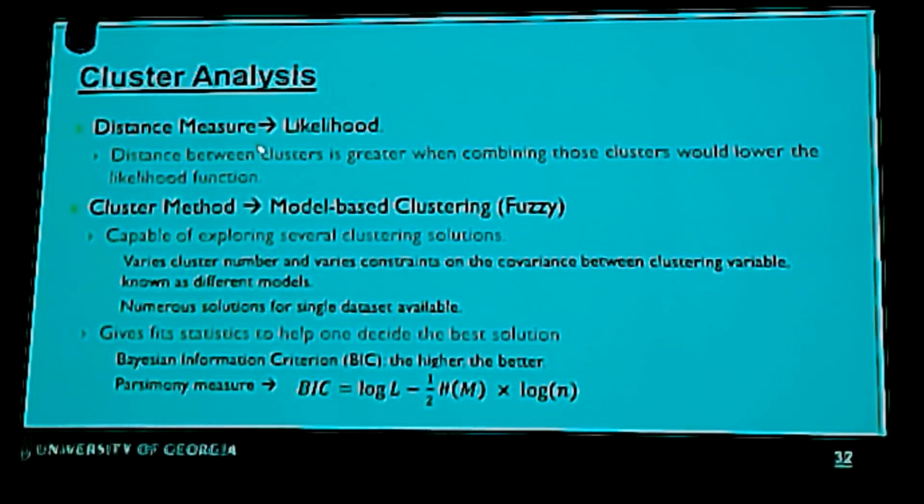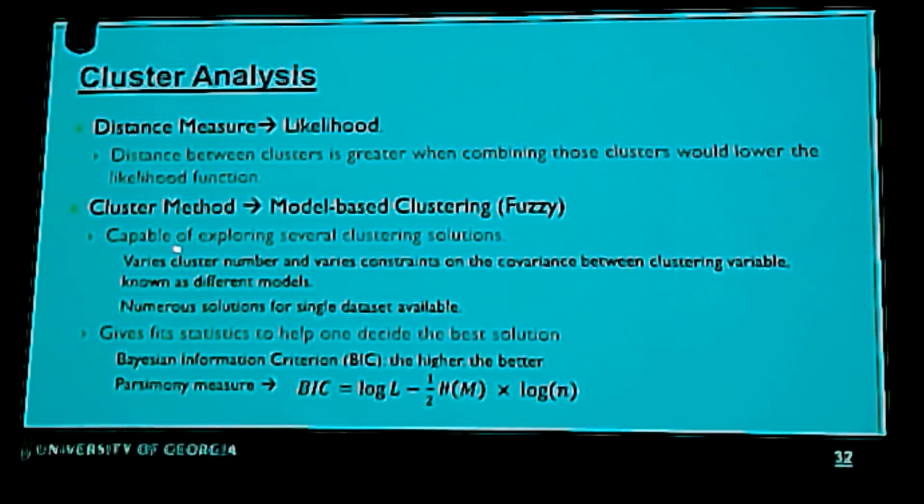So basically, if combining those clusters would lower our likelihood function, if those people shouldn't be in that cluster, that lowers our likelihood, and so that's not a good combination, and we try a new combination. We want to maximize our likelihood statistically that the people from a particular cluster come from the same population distribution. That's what we want to find. So we use a statistical measure of distance, and we used a statistical clustering method, a model-based clustering.